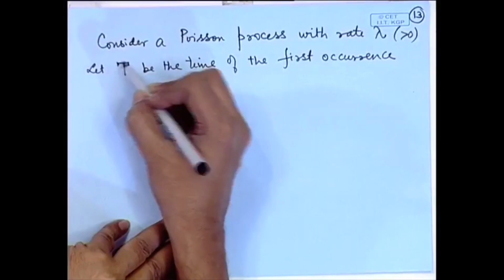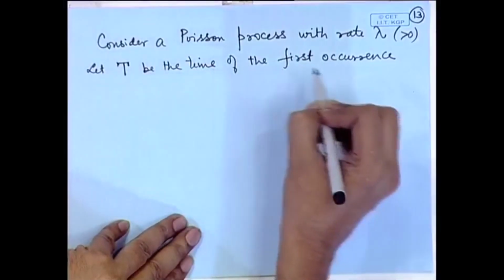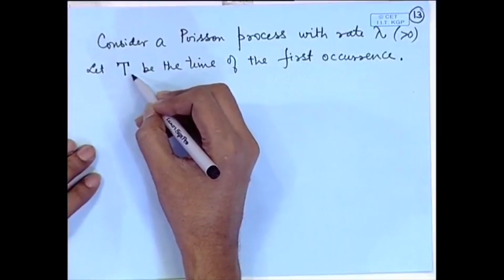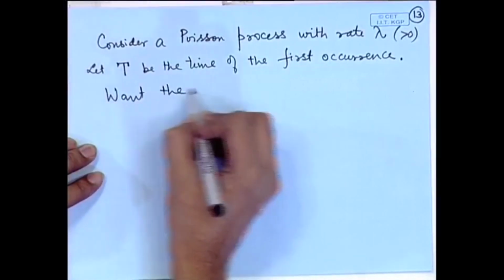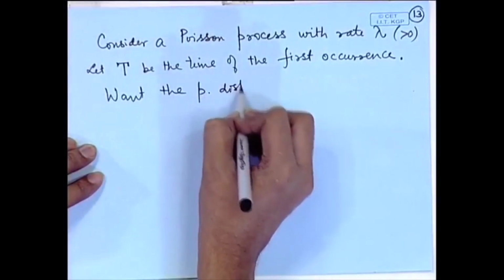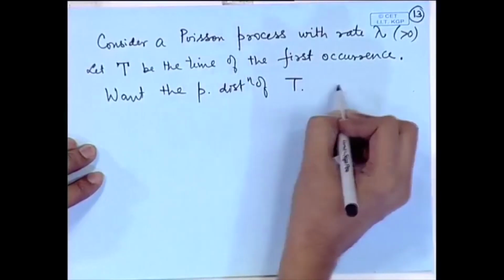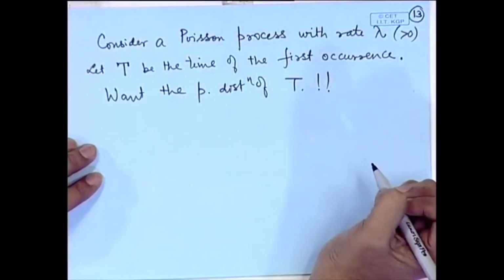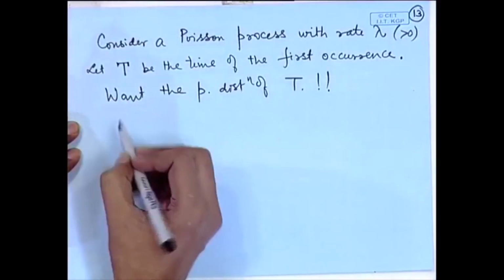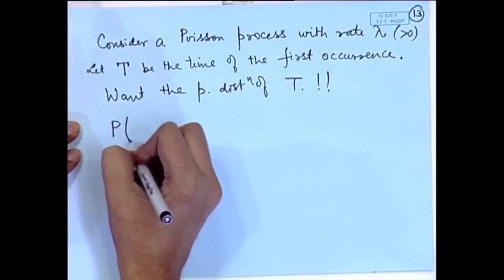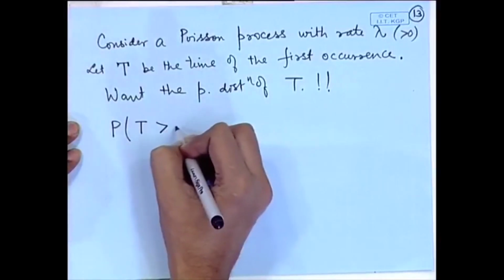So, if we consider T as the time of the first occurrence from the time when we start observing, then T is a continuous random variable, because it is the time. So, we want the probability distribution of T. What is the distribution of T? So, we can look at an event, say probability T greater than, say, small t.